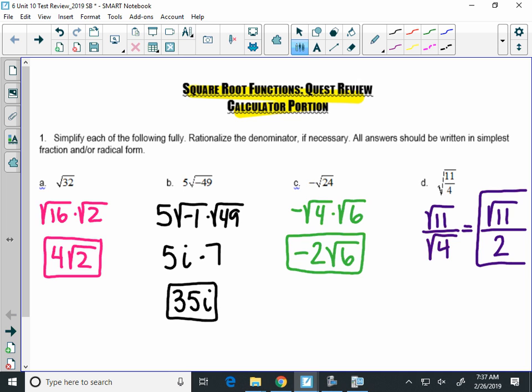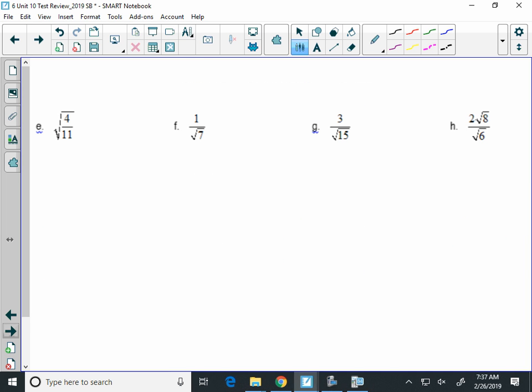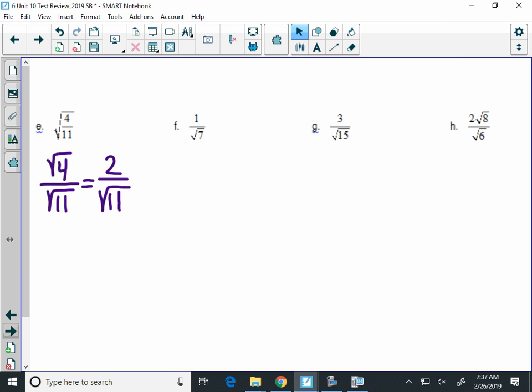Now the next problem looks very similar, but it is radical 4 over radical 11. So again, let's start by breaking up the radical over the numerator and the denominator. That simplifies to be 2 over radical 11. However, in this problem, because the square root is in the denominator, I need to rationalize the fraction. To rationalize this fraction, I multiply by a fancy 1, which is the square root of 11 over the square root of 11. You take the denominator and turn it into a 1.